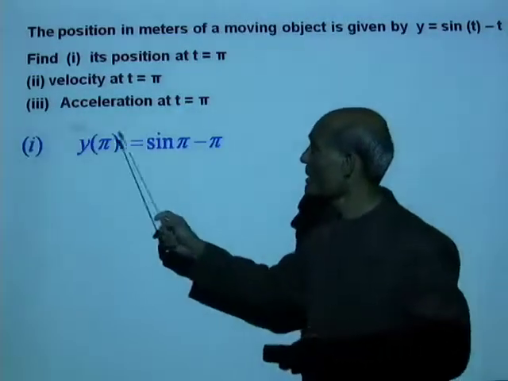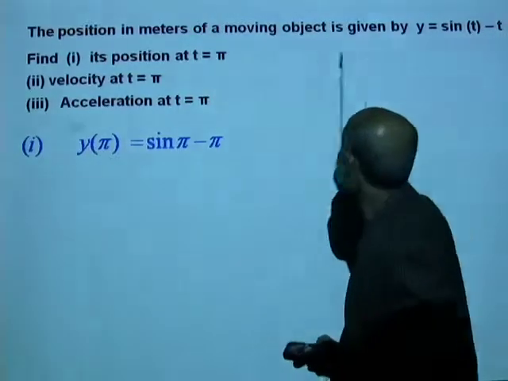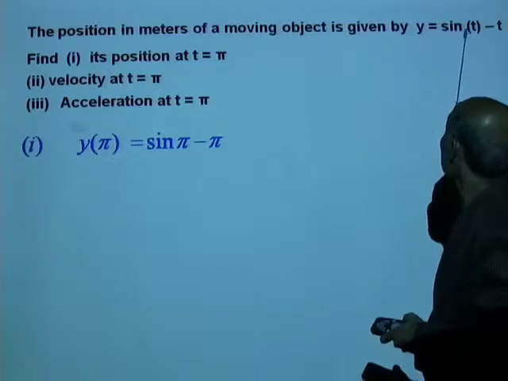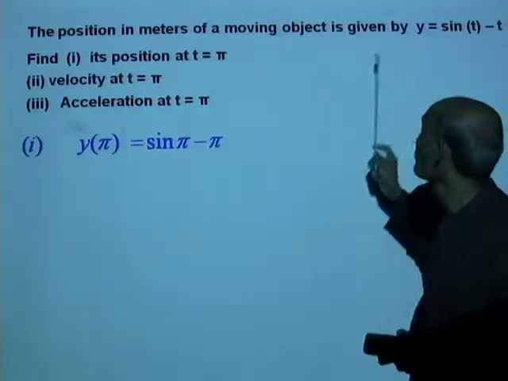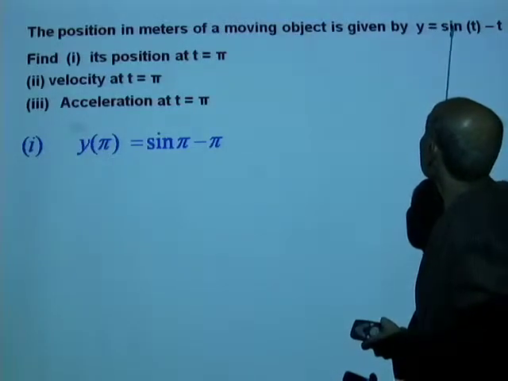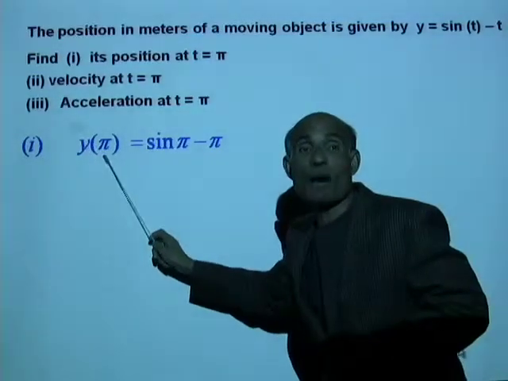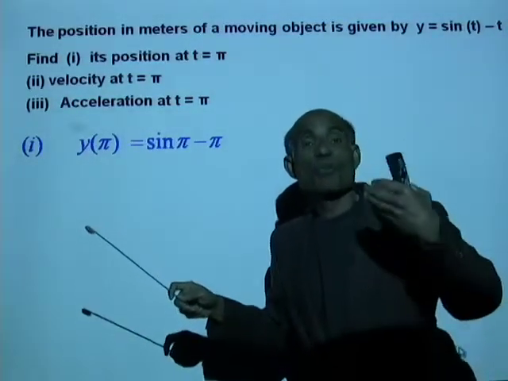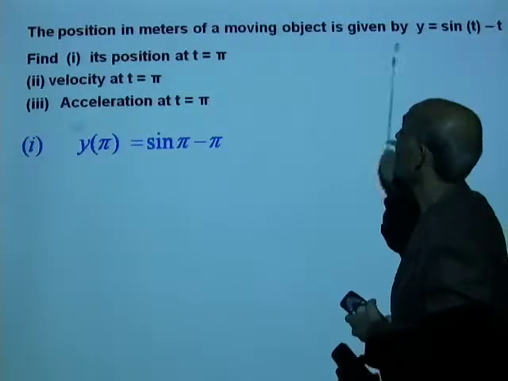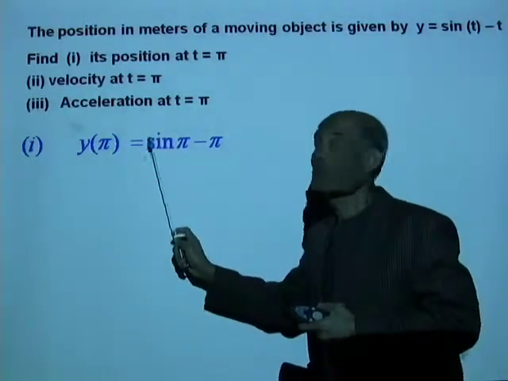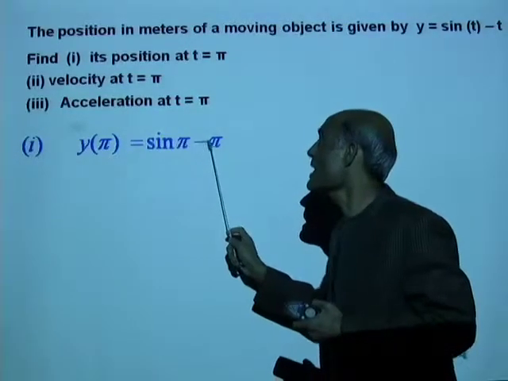All right, let's start. y of pi, what does that mean? You see, y equal to sine t minus t means y is a function of time. So this actually is y of t equal to sine t minus t. Therefore, y of pi means the position when t equal to pi. Replace in the position function your t by pi. So that would be y of pi equal to sine pi minus pi.